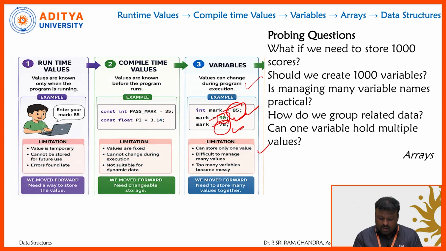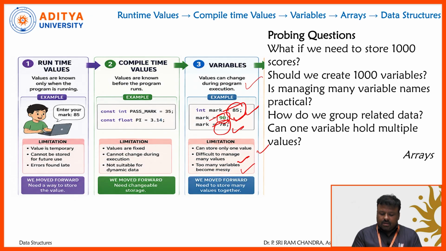Variables can store only one value. It is difficult to manage multiple values, and too many variables become messy. Here mark equal to 85 was overwritten by 90 later, and 90 was overwritten by 78 later.